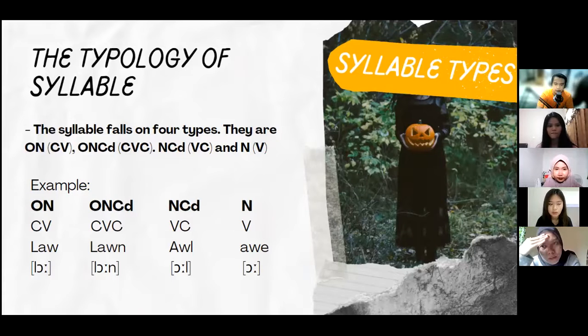For example, onset, open syllable, low. On coda, closed syllable, long. Nucleus coda, vowel consonant, owl. And nucleus, vowel, O.